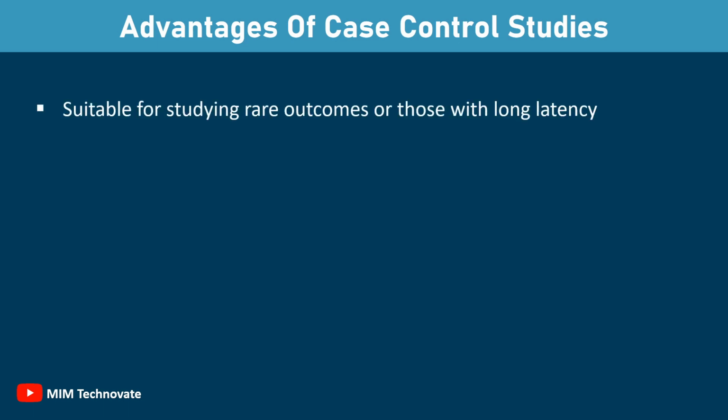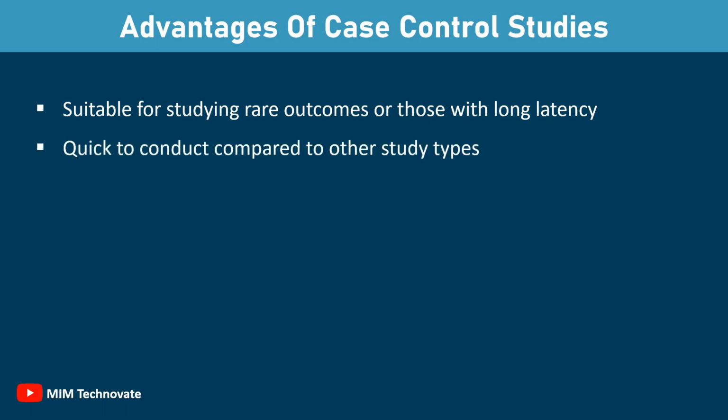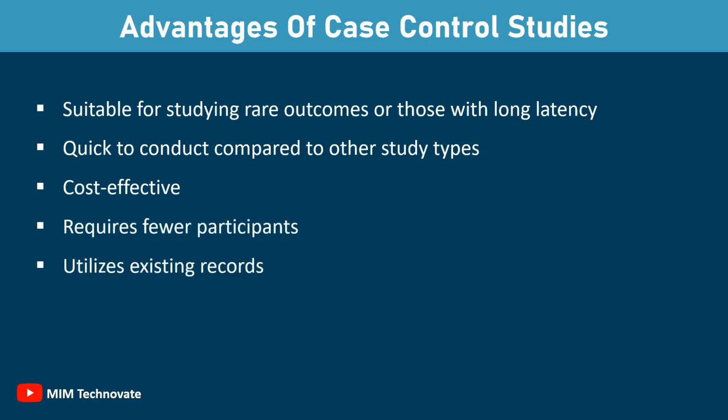Advantages of case control studies. Suitable for studying rare outcomes or those with long latency. Quick to conduct compared to other study types. Cost effective. Requires fewer participants. Utilizes existing records. Can examine multiple exposures or risk factors.